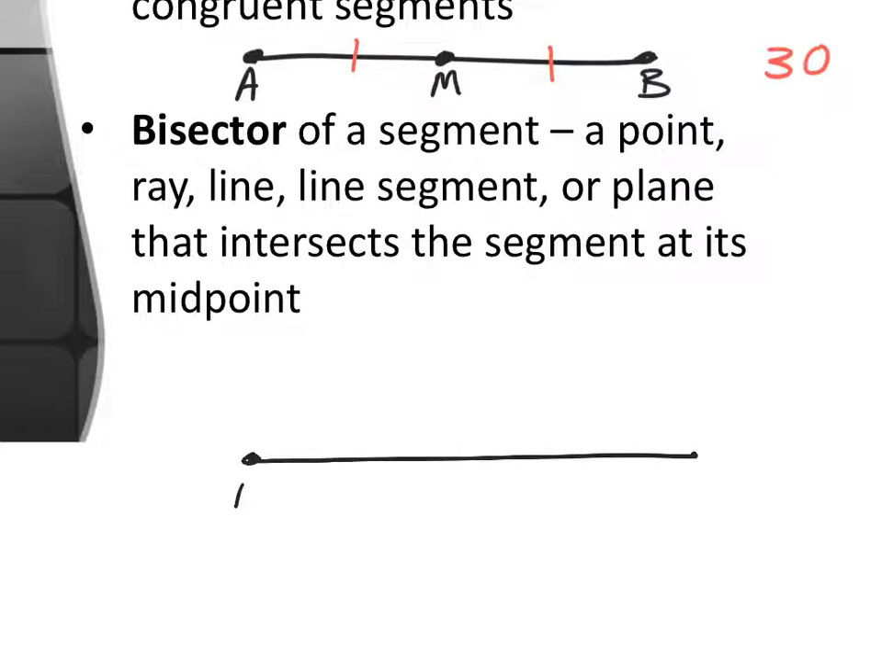I'm going to put a line right here, A, B. And then I'm going to put some weird line right here and call it C, D. Now let's say I give you a piece of information that you need to know, that CD is a bisector of segment AB. It means that it is bisecting AB. It is chopping it in half.